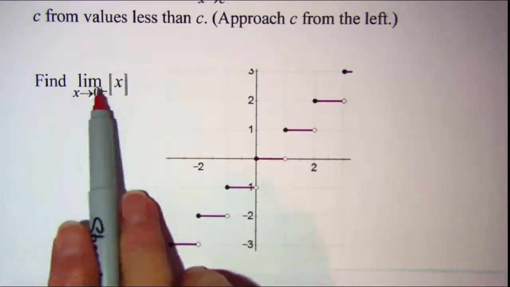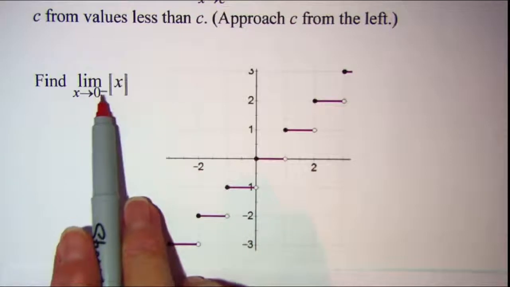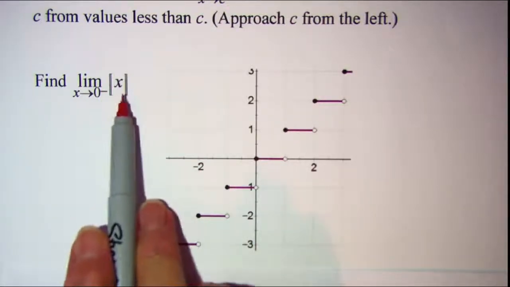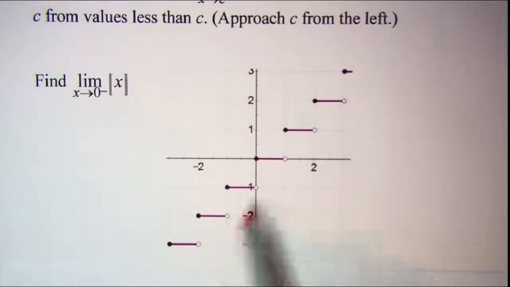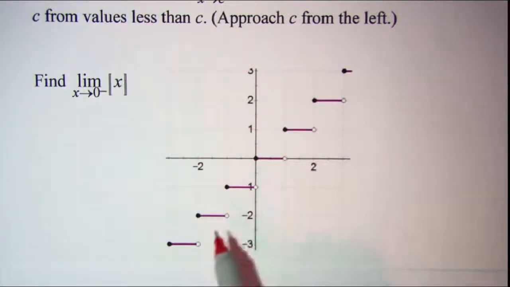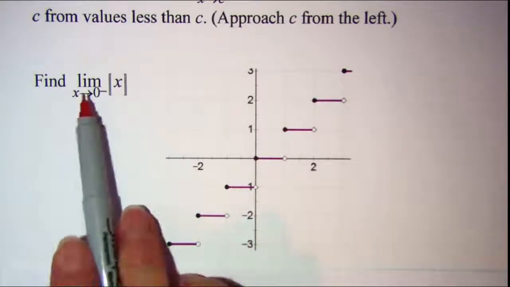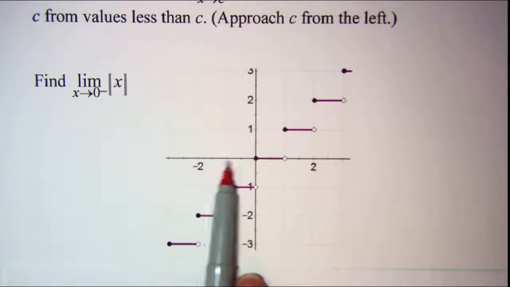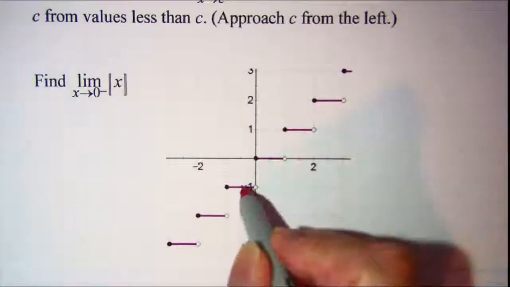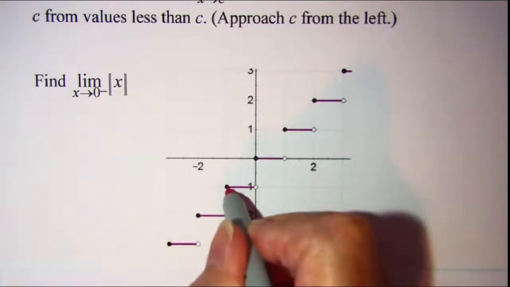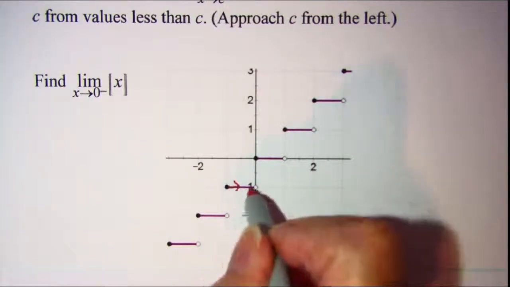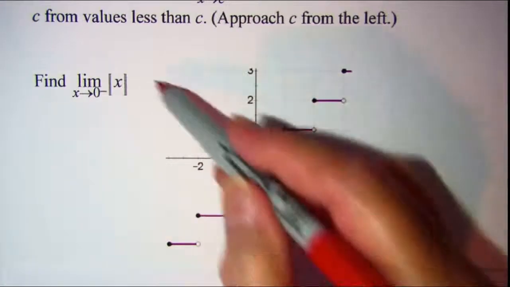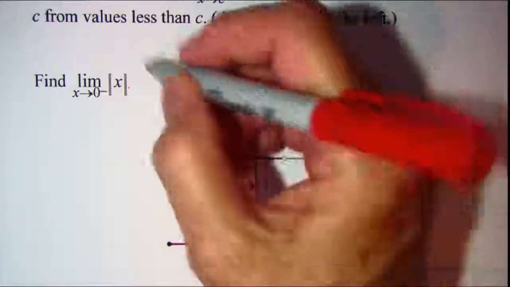Here we're asked to find the limit as x approaches 0 from the negative side of the greatest integer function, the floor of x. Now we know that that graph is a step function. We're approaching x equals 0, so we're getting closer and closer here to 0, but we're on the function. So if we stay on the function and approach x equals 0, we can see that the value of this limit is negative 1.